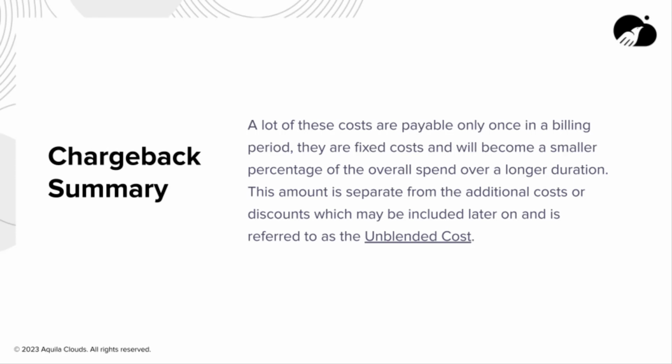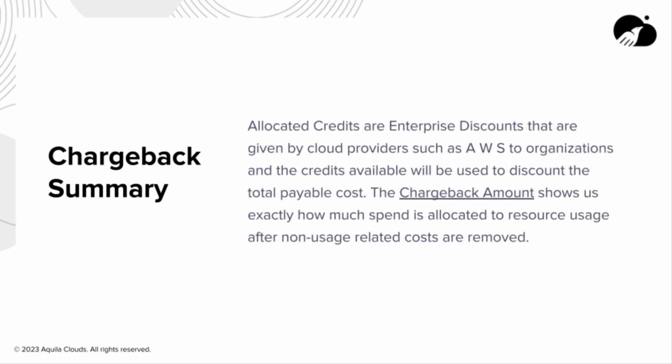This amount is separate from the additional costs or discounts which may be included later on and is referred to as the unblended cost. Allocated credits are enterprise discounts that are given by cloud providers such as AWS to organizations, and the credits available will be used to discount the total payable cost. And lastly, the chargeback amount shows us exactly how much spend is allocated to resource usage after non-usage related costs are removed.